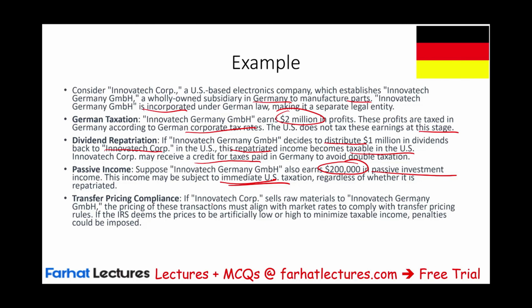Now, if Innovatech sells raw material to the German subsidiary, the pricing of these transactions must align with market rates to comply with the transfer pricing rules. If the US deems the prices to be artificially low or high to minimize taxable income, penalties could be imposed. Again, we talked about this in a separate recording about transfer pricing.